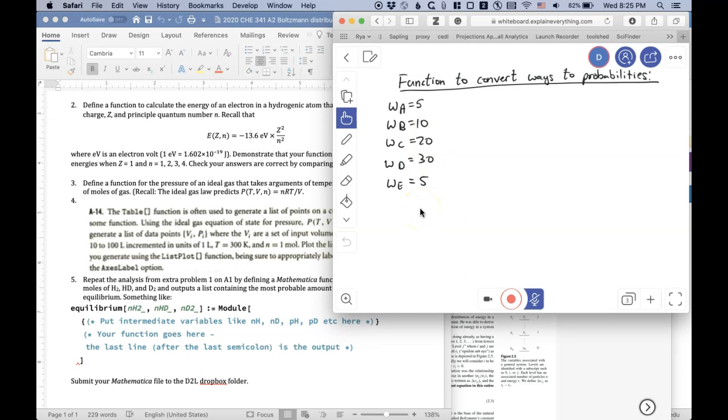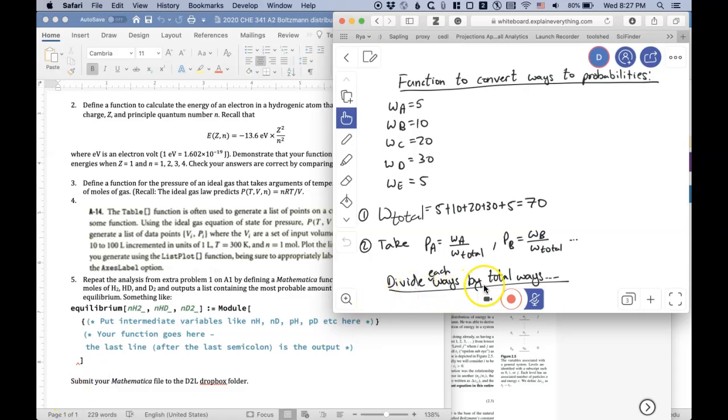So if you remember how we did that, we went in and first we had to take the total ways. So that was just adding everything up. Then once we have the total, just divide each of the ways by the total ways. So the probability of A is the ways divided by the total, the same for B, and so on and so forth. So a way to summarize that, you could say divide each ways by total ways.